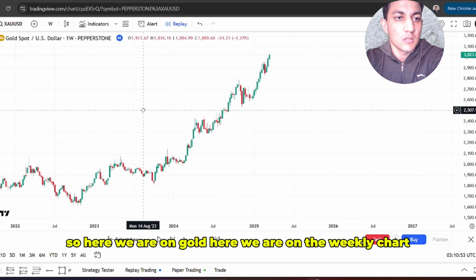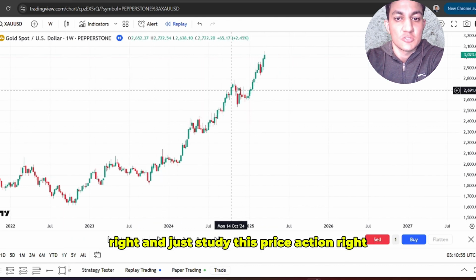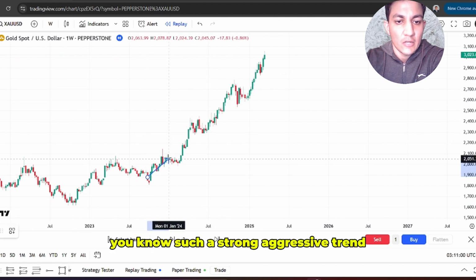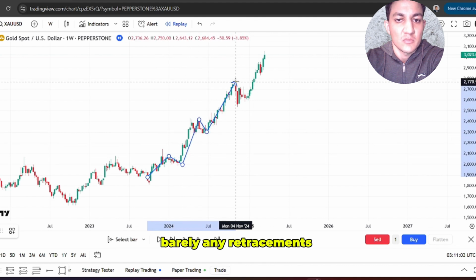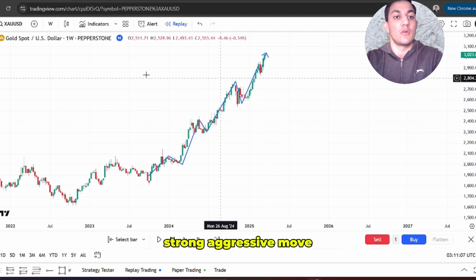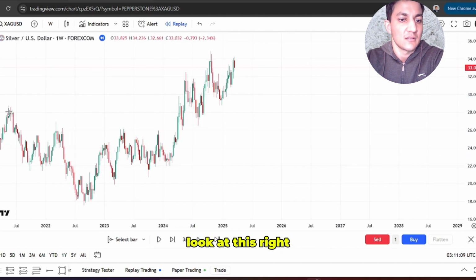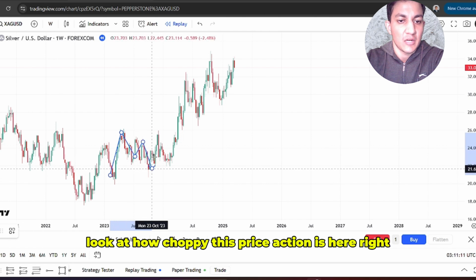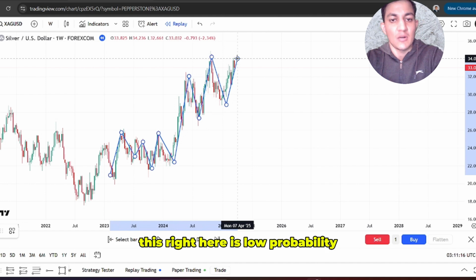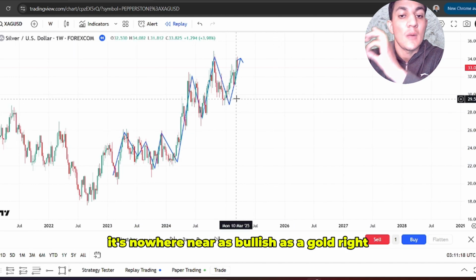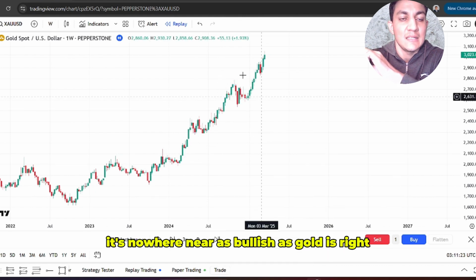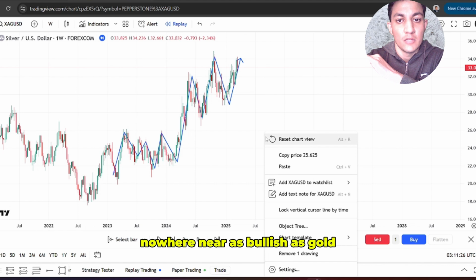So here we are on gold, on the weekly chart, and just study this price action. Pretty obvious, such a strong, aggressive trend, barely any retracements, tiny little retracements, strong, aggressive move. Whereas if we look at silver, look at how choppy this price action is here. This right here is low probability. It's nowhere near as bullish as gold. If we just clean these charts up, it's nowhere near as bullish as gold is.